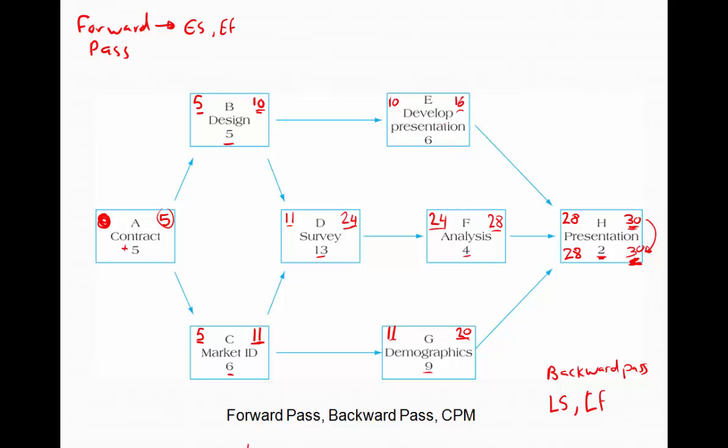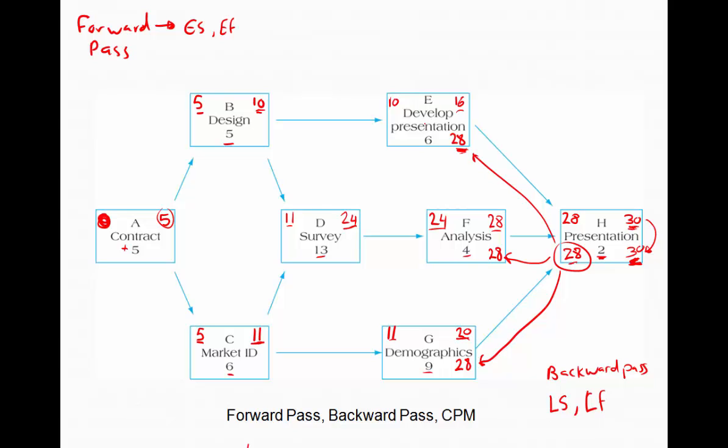So let's take a look at activity E. What late finish value should we take for activity E? Based on the rule for a backward pass, the late start of the successor activity is equal to the late finish of the predecessor. So for activity E, we're simply taking 28 and carrying it over. Taking a look at activity F, same thing, we take the 28 from activity H and carry it over. And same thing for activity G. It's got a late finish of 28 days.